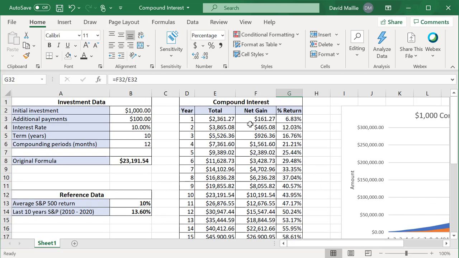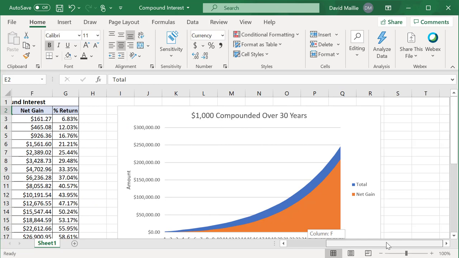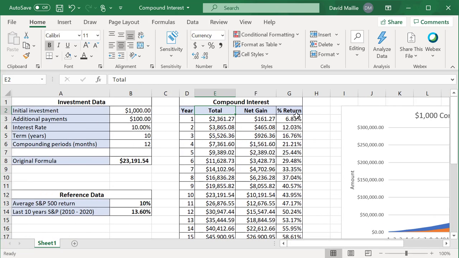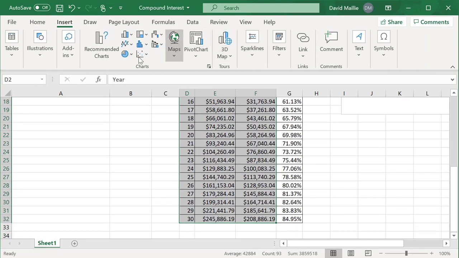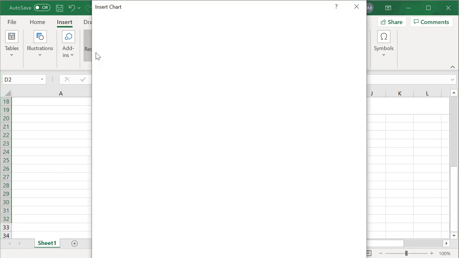And when you take that over here, all you've got to do is take this chart, and you have to have year, and what we show in this one is our total and our net gain, so we're not showing the percent return. And you take these, you copy these down just like that, and then you go to insert, and you're gonna pick the recommended charts.